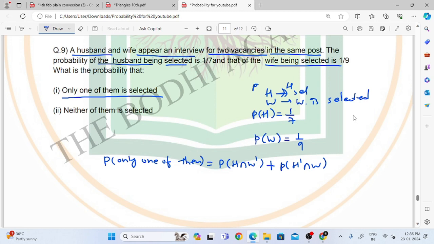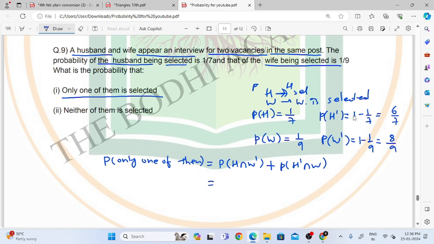Okay, so first of all we know the probability that the husband is selected is 1 by 7. So what is the probability that the husband is not selected? That means H dash, or you can say H bar. So how to find H dash or H bar? That is nothing but 1 minus P of H. So 1 minus 1 by 7 is nothing but 6 by 7. And also the probability that the wife is not selected is 1 minus 1 by 9, that is 8 by 9.